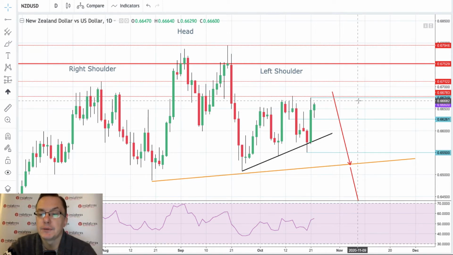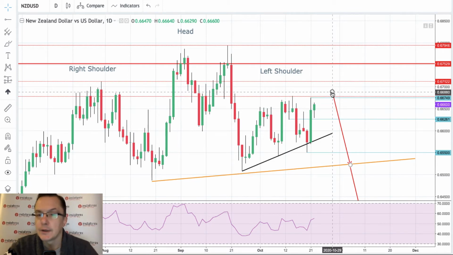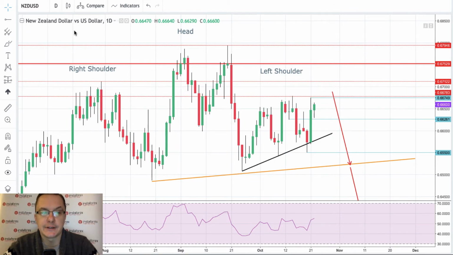Only if we break above 0.6712, which will be higher than the right shoulder, then we might say that okay, we abandon this scenario of head and shoulders price pattern, and we will see what is going on then with the New Zealand dollar. So that's the New Zealand dollar.